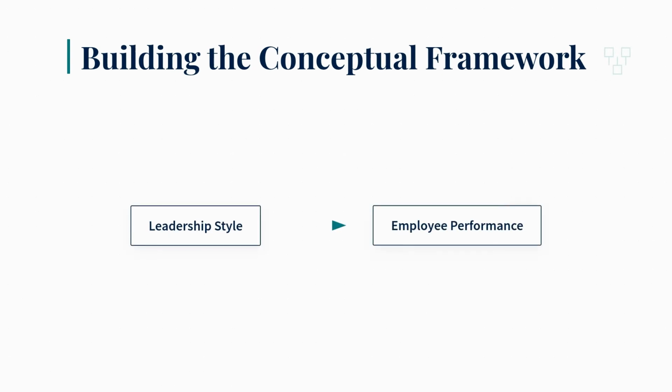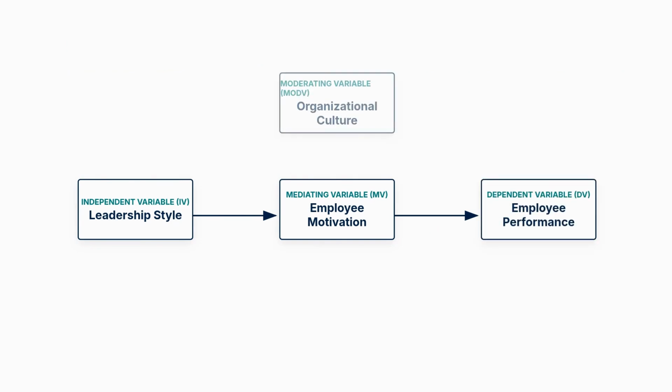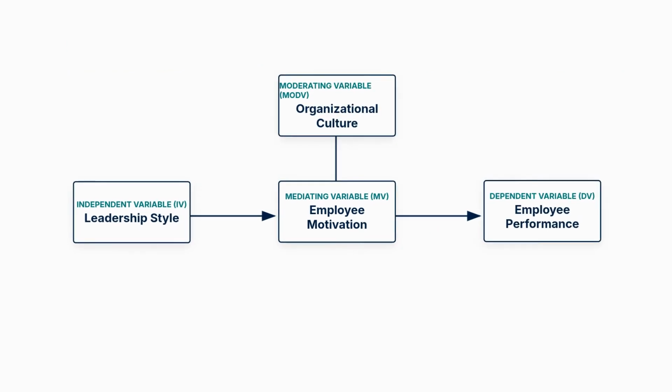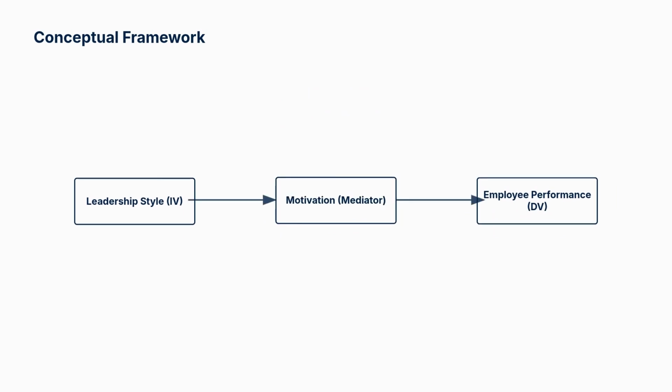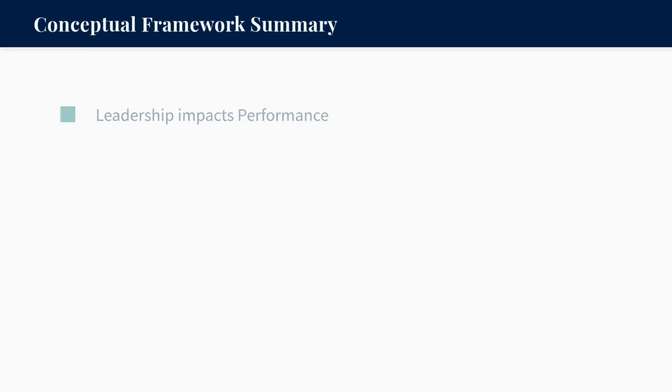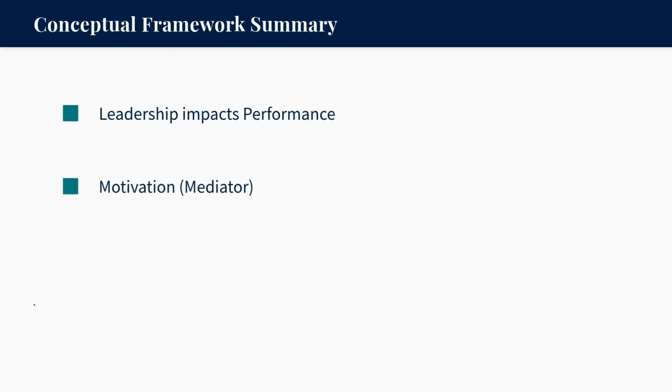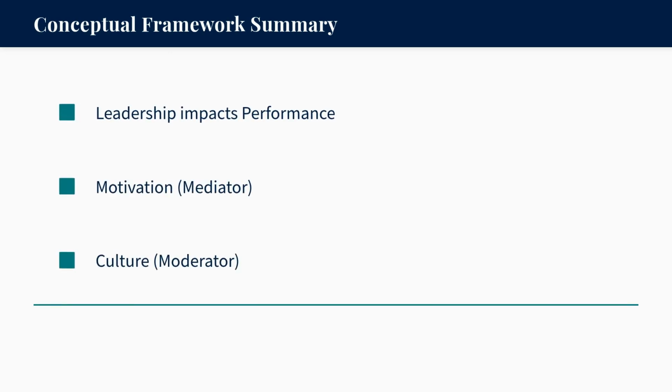Once you identify these variables, you can build your conceptual framework, which visually or logically organizes their relationships. For example, if your research is about leadership style and employee performance, your conceptual framework might include arrows showing how leadership style affects employee performance, with employee motivation and organizational culture influencing the relationship. You could describe it like this: This study proposes that leadership style directly impacts employee performance, with motivation acting as a mediator and organizational culture moderating the strength of this relationship.